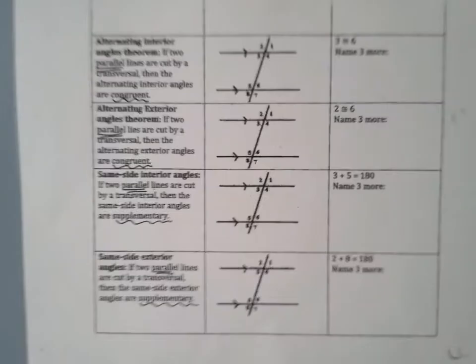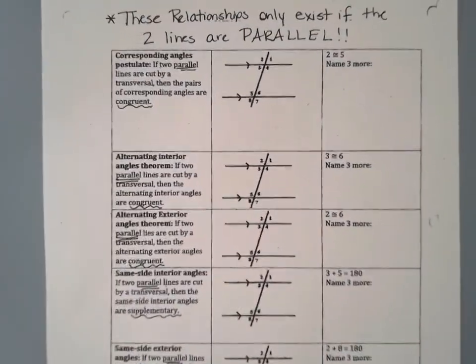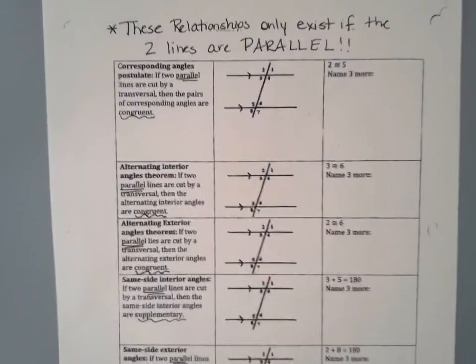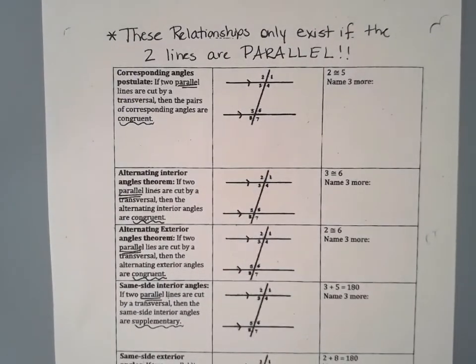As we look here, we have a whole another chart that tells us about these relationships and what they mean for each of the angles. Now, these only exist if the two lines are parallel. Otherwise, it doesn't really work.